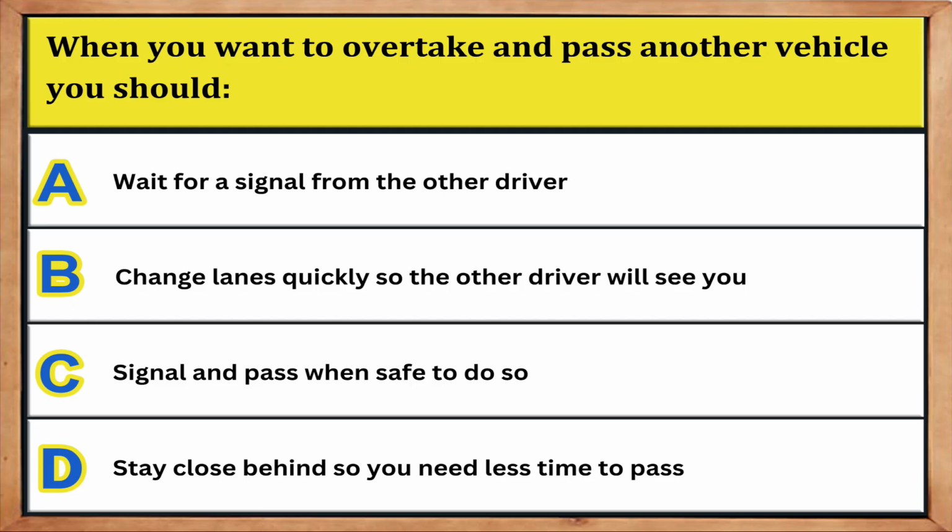When you want to overtake and pass another vehicle, you should: A. Wait for a signal from the other driver. B. Change lanes quickly so the other driver will see you. C. Signal and pass when safe to do so. D. Stay close behind so you need less time to pass. The correct answer is C. When you want to overtake another vehicle, signal, and then pass when safe to do so.